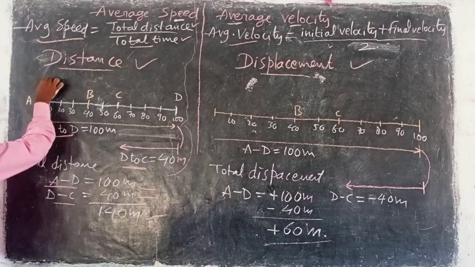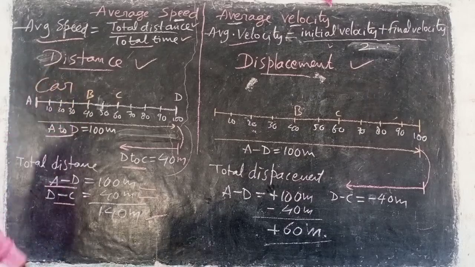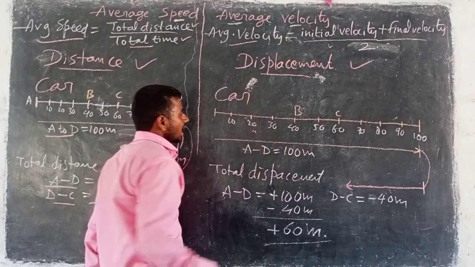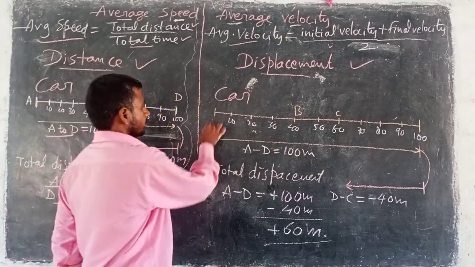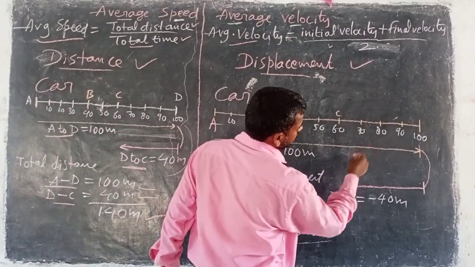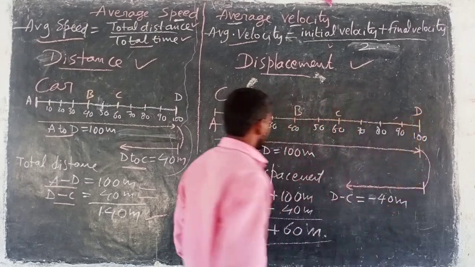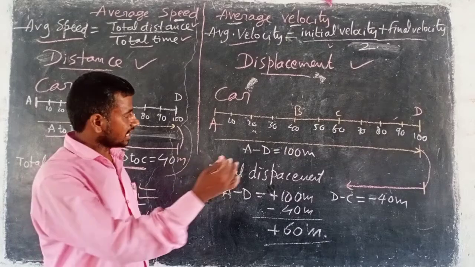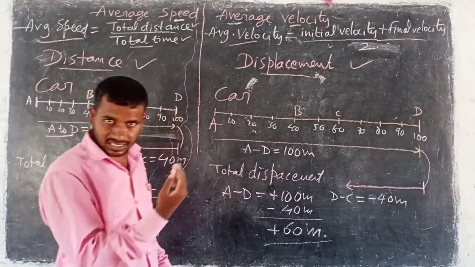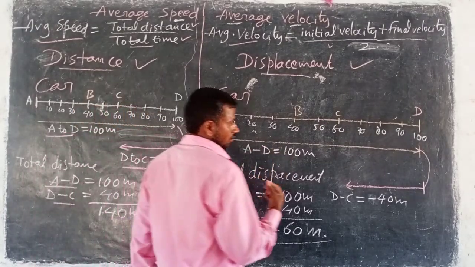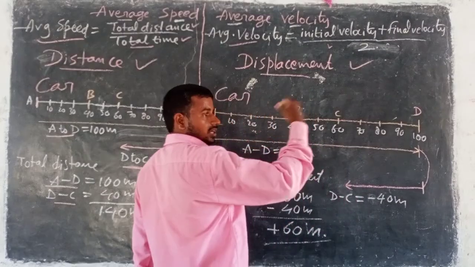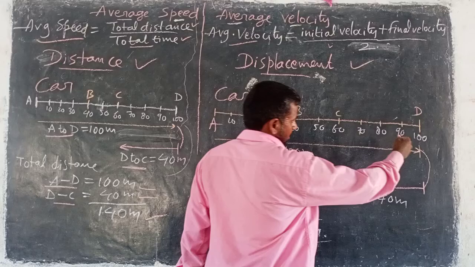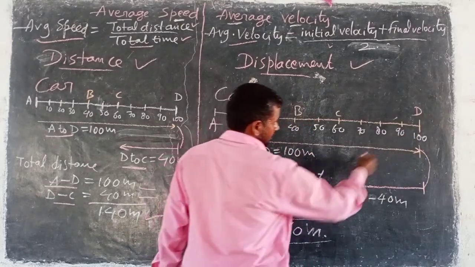For example, a car. And here also a car. The car travels from point A to point D. Okay. Again it traveled in the reverse direction. Look here. First, A to D traveled straight in a linear direction, and again reverse traveled D to C.